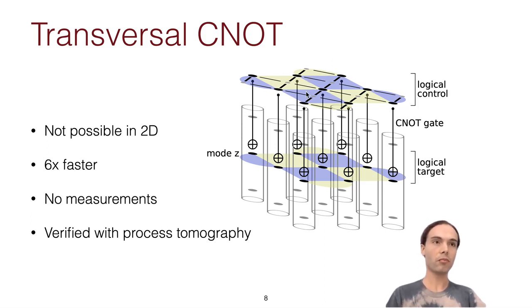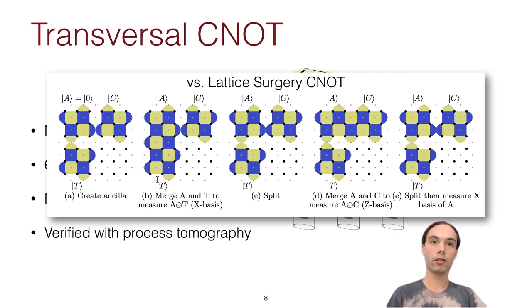So this is not possible in 2D because this connection between all the corresponding data qubits isn't possible. And it's 6 times faster because it takes 6 time steps to do this otherwise. With lattice surgery, it looks something like this, just for comparison, where you have to turn on and off these parity checks. But don't worry about understanding this bit.